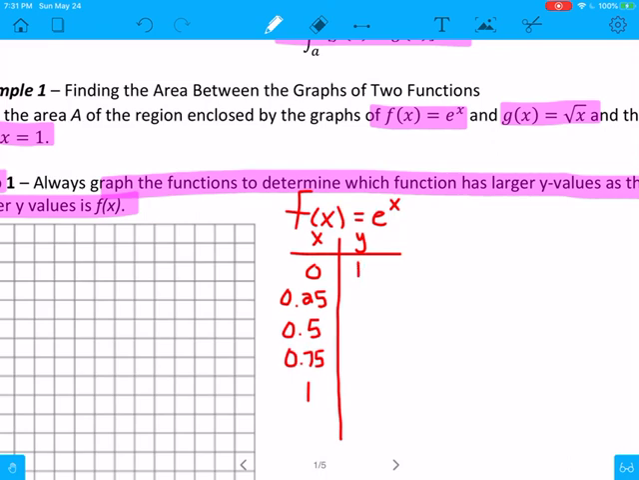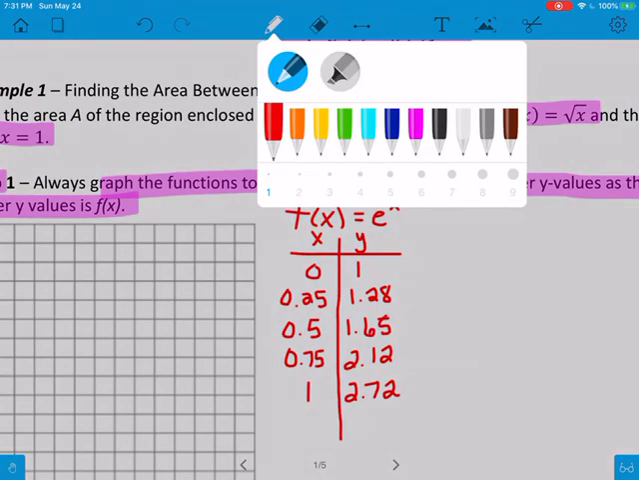Then I go e to the power of 0.25, and that rounds to 1.28. And then I go e to the power of 0.5, and I get, rounded to the nearest hundredth, 1.65. And then I go e to the 0.75, and I get, rounded, 2.12. And then I get e to the 1, which is 2.72 rounded. Okay? So that's for my e to the x graph, and I'll sketch that in a second.